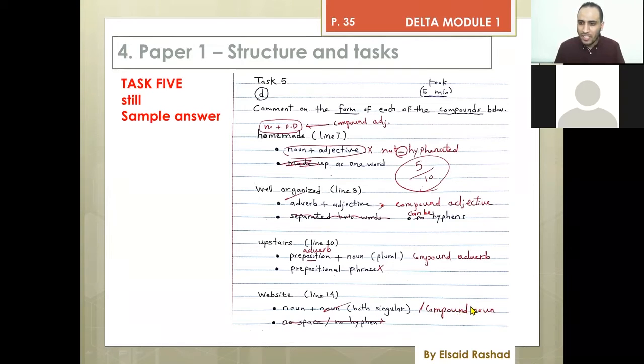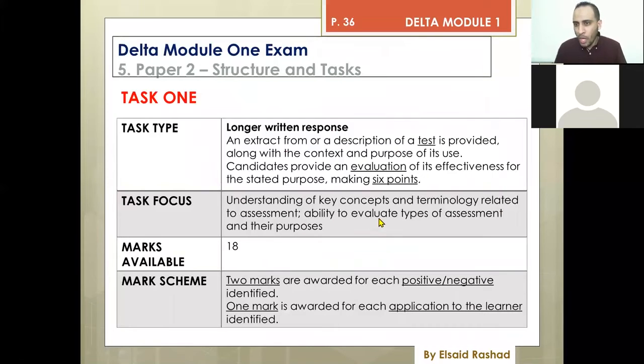Do we have to write transcription of the features we highlight? Of course, you have to. So that's about paper 1, task 5. Now we finished paper 1, task 1, 2, 3, 4, and 5. Let's move on to paper 2, task 1.